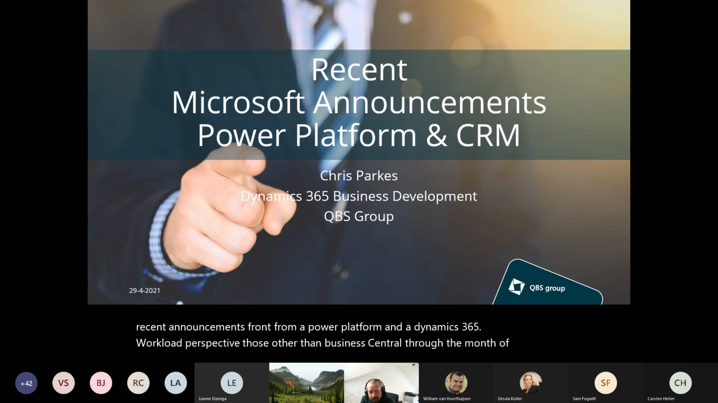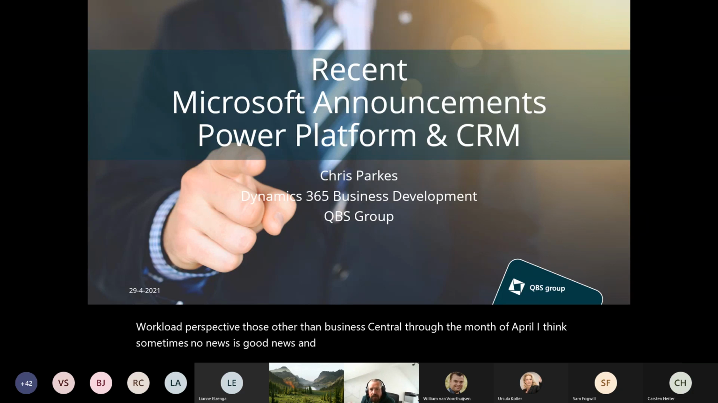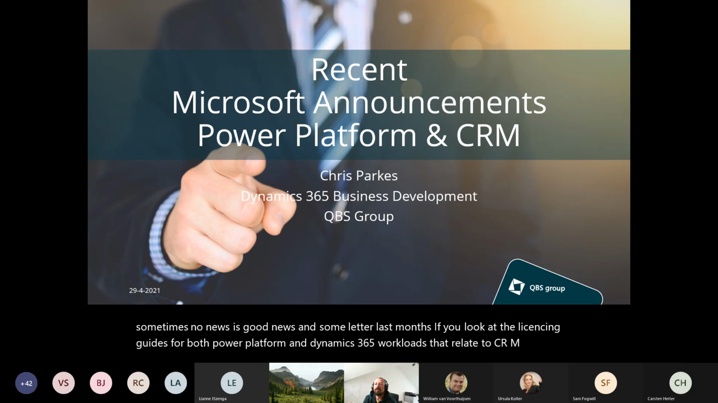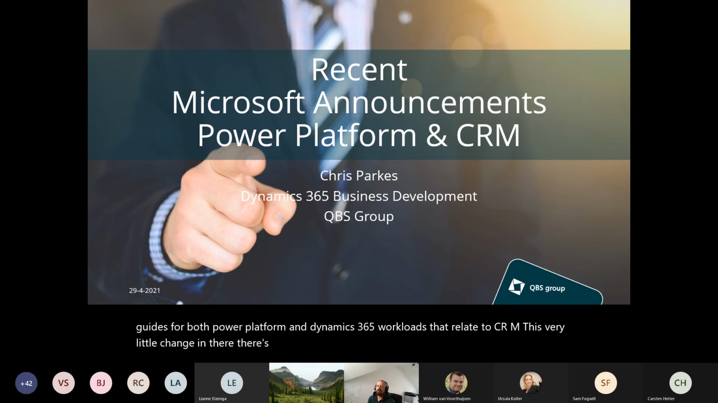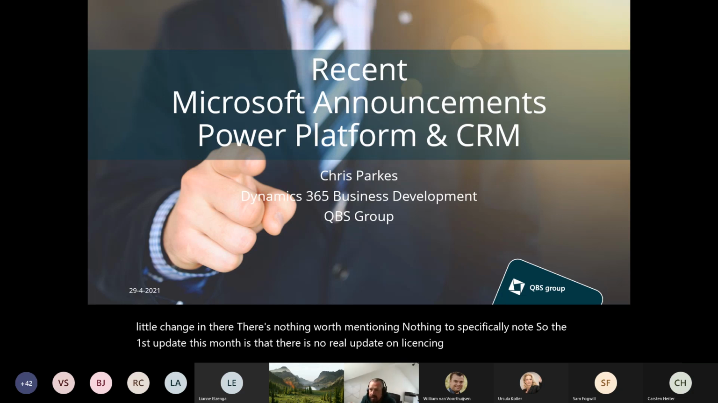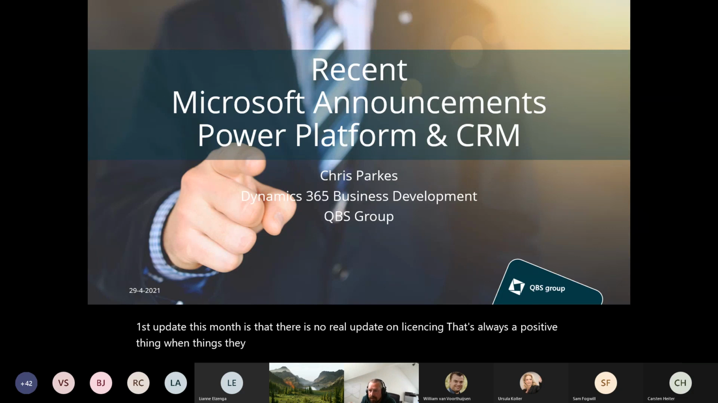I think sometimes no news is good news, and similar to last month, if you look at the licensing guides for both Power Platform and Dynamics 365 workloads that relate to CRM, there's very little change in there. There's nothing worth mentioning, nothing to specifically note. So the first update this month is that there is no real update on licensing. That's always a positive thing when things stay consistent month on month.